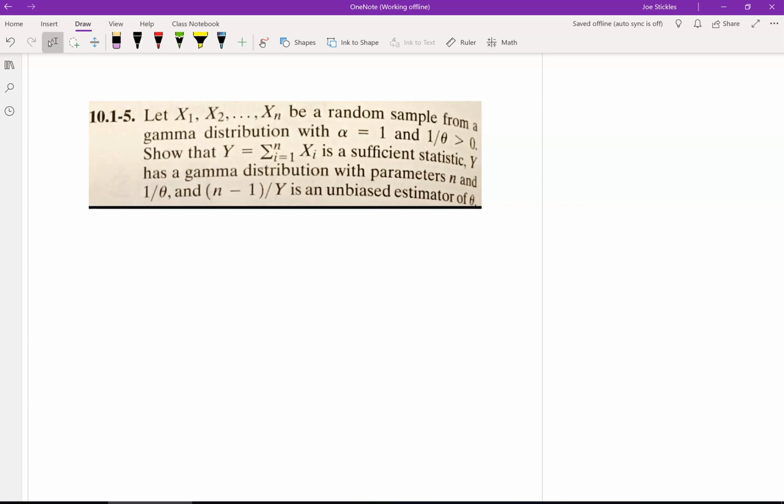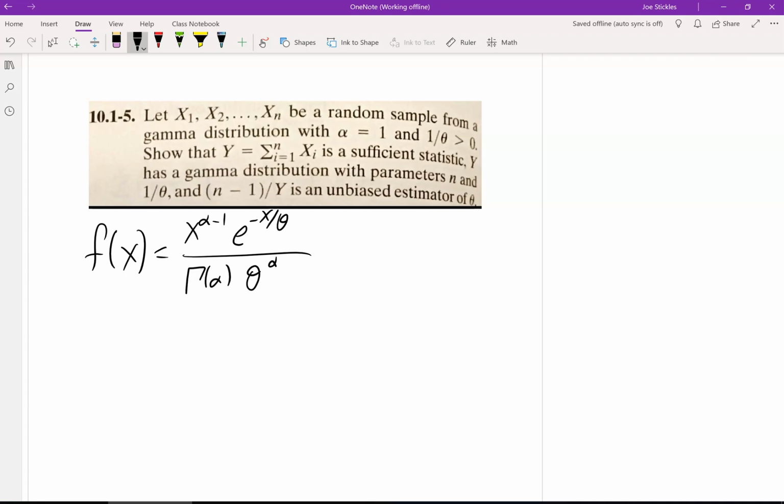So if we had a general gamma distribution, we know that's x to the alpha minus 1 e to the minus x over theta, over gamma of alpha theta to the alpha. Now it's asking us to find a sufficient statistic for 1 over theta and alpha equal to 1. There's nothing special here about alpha equal to 1, by the way, to be able to get a sufficient statistic.